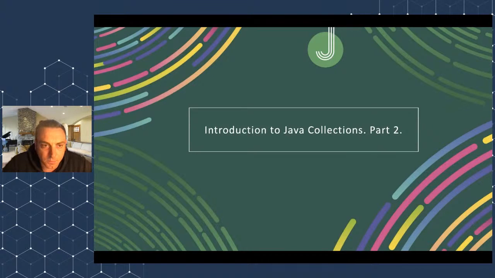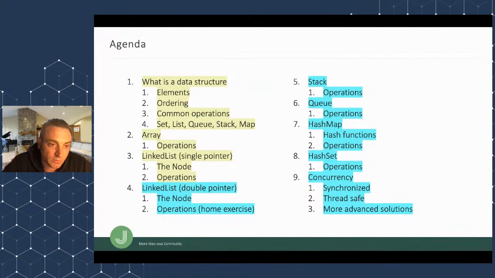And as you can see from the agenda, we have been covering the first part up to the single pointer linked list. Today we are going to discuss another flavor of linked list, namely the double pointer one. And then we are going to discuss operations and implementations related to stack, queue, hash map, hash set briefly. And finally, we are going to introduce concurrency and show how to cope with multi-threading when it comes to using collections.